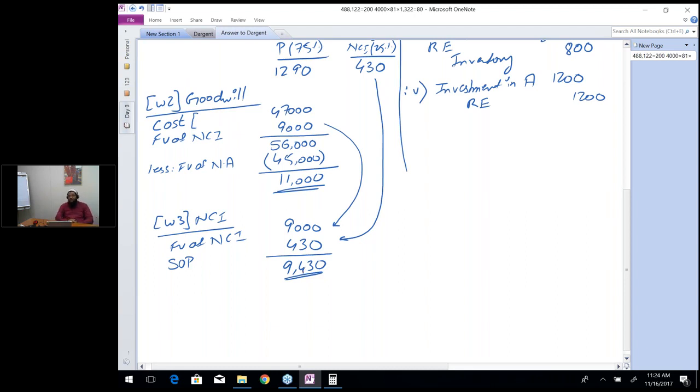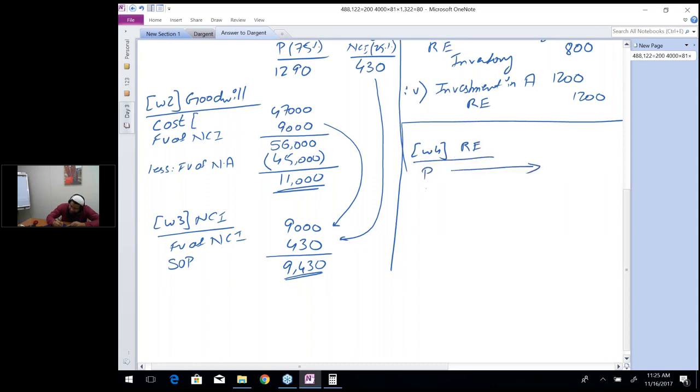So 9430 is actually the final value of NCI. Now let's make working number 4. I'm using this space to calculate working 4. Working number 4 is to calculate the retained earnings. So we are going to start from parents' retained earnings, and then we are going to write the subsidiary's share of profit, which is 1290, and then we are going to incorporate the adjustments.